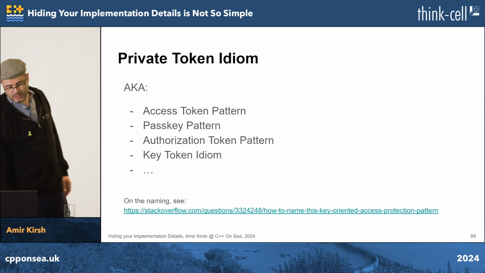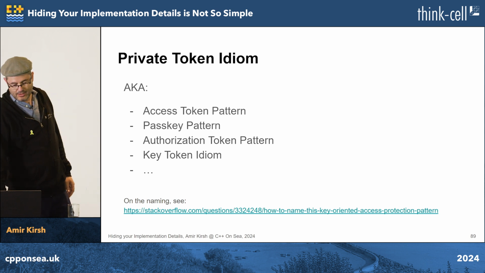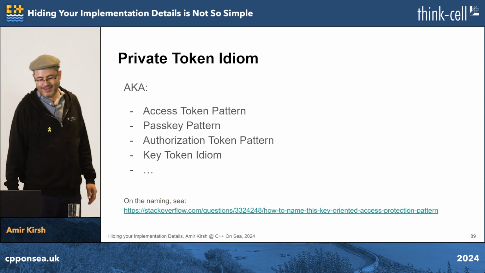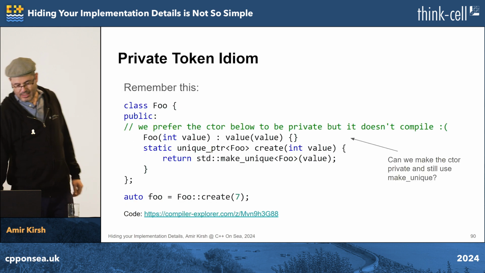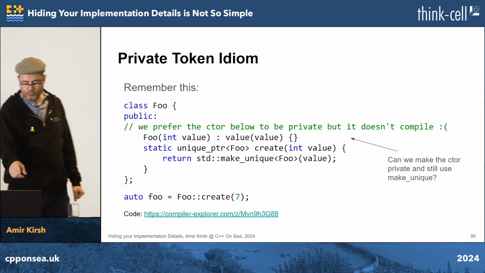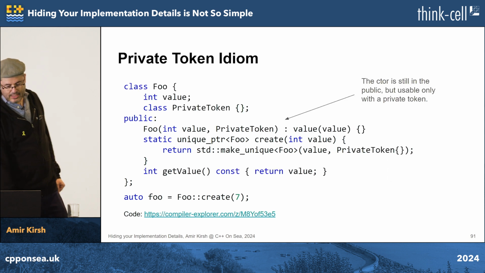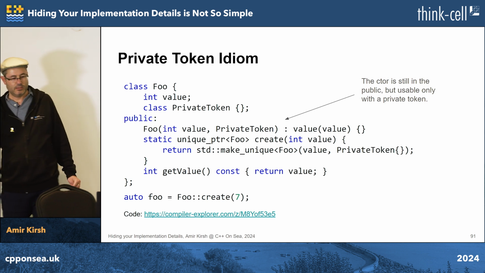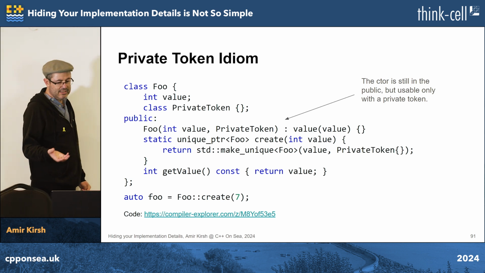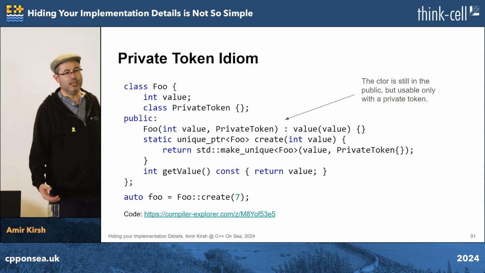It has many names, and there is even a question on Stack Overflow about what the name should be. Access token pattern, passkey pattern. And the pattern is, I create inside foo, this is what we want to avoid. So we create a class private token inside foo, which sits in the private section. In this case, the factory is inside our class, so the passkey is available in the class.